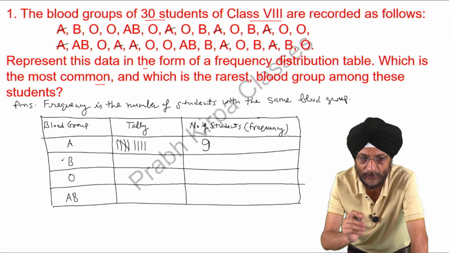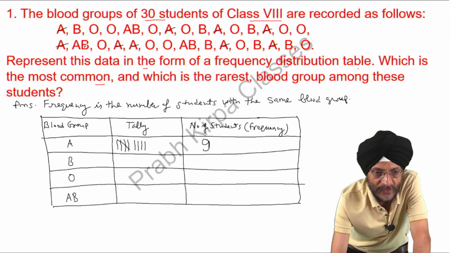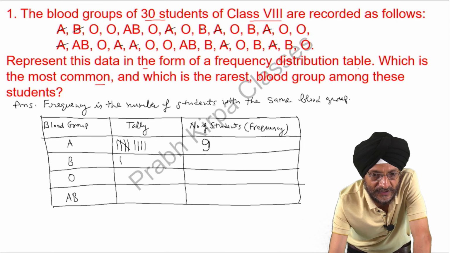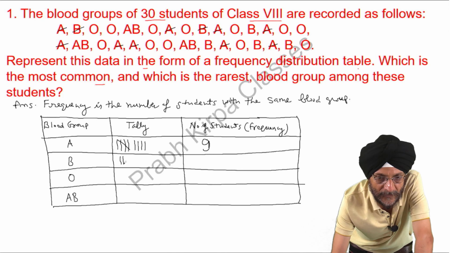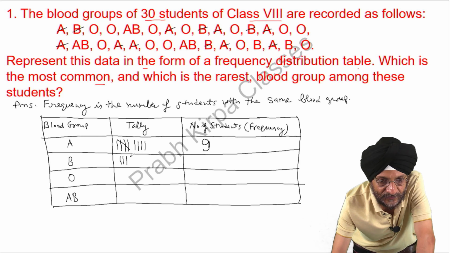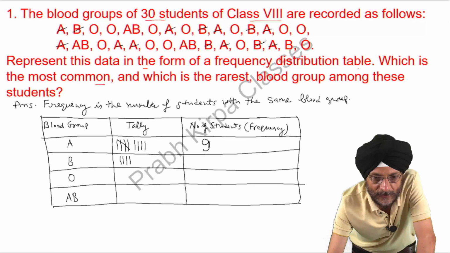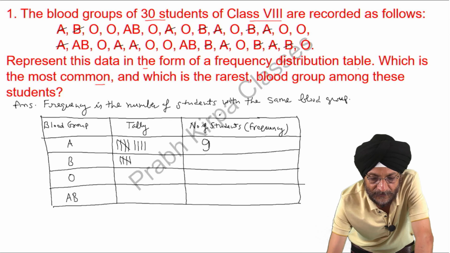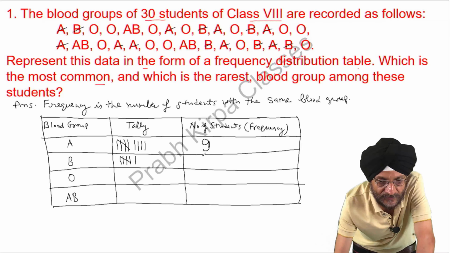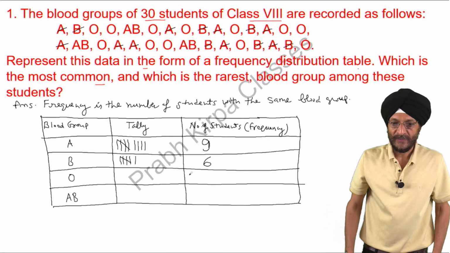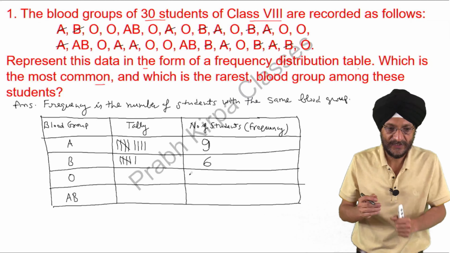Now we will count the number of students having blood group B. This is B. 1. Number of students 1. 2. Next, this 3. 4. 5. This is 6. So the number of students having B blood group is 6, or we can say that the frequency of blood group B is 6.